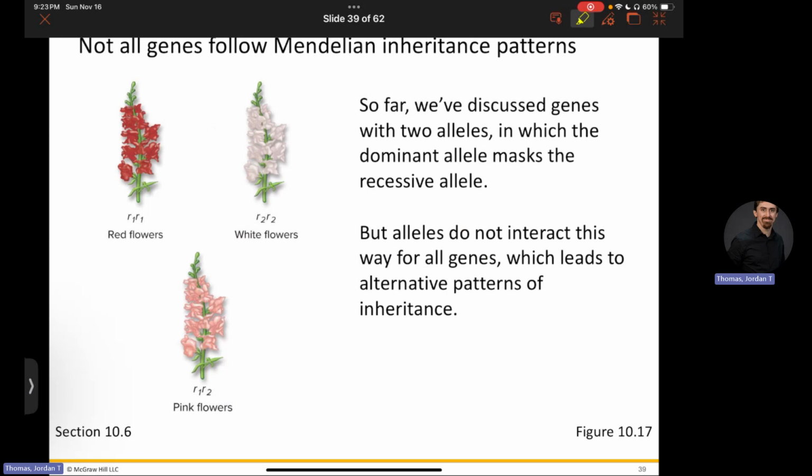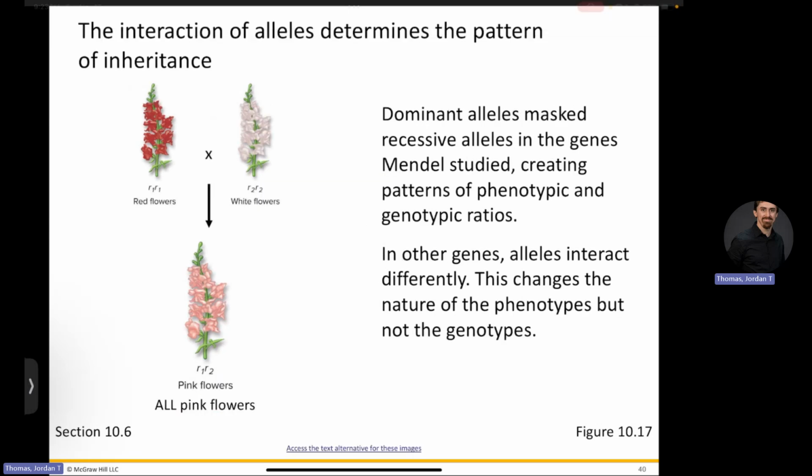So here, we have a red flower and a white flower. When they are mixed, we get pink flowers. So it's neither red, the dominant, or white, the recessive. It's mixed. This is what's called incomplete dominance. So with that, the interaction of alleles determines the pattern of inheritance.